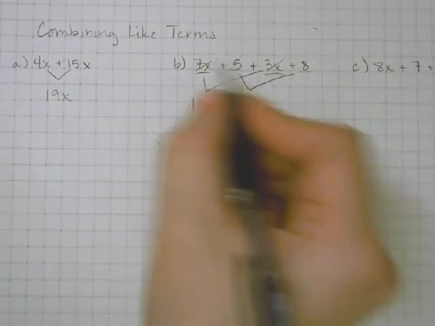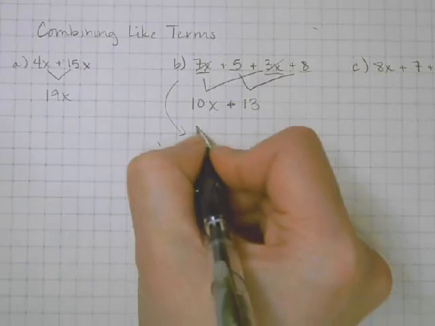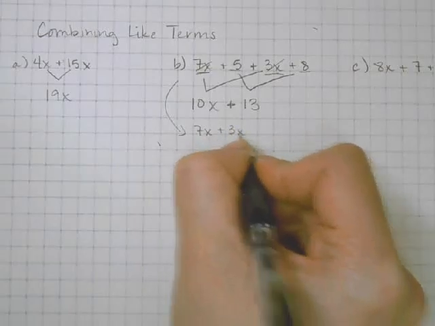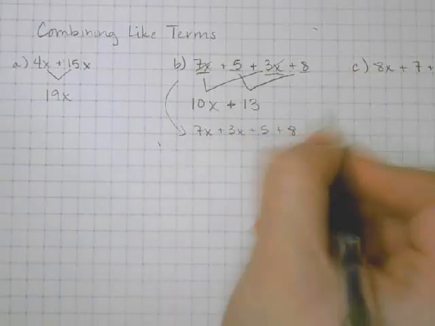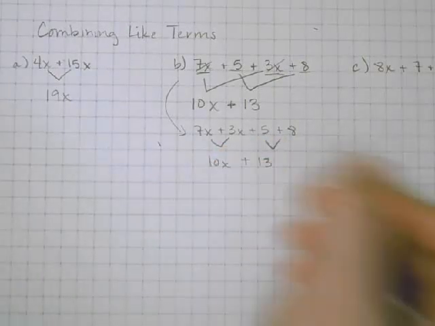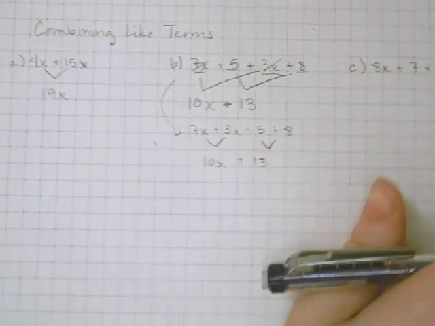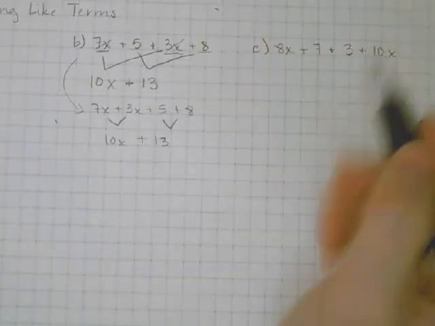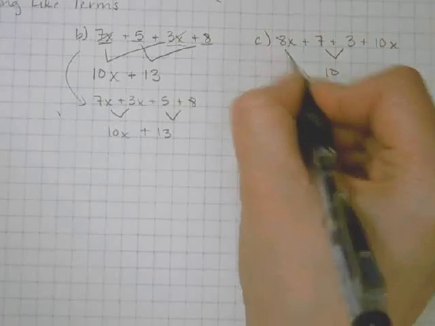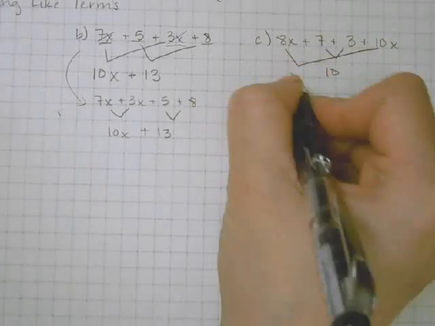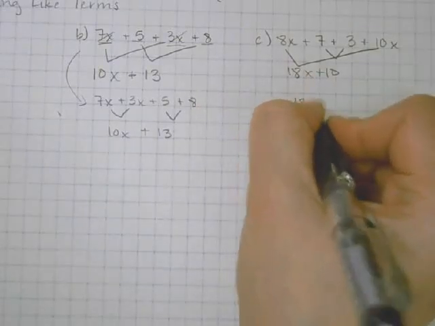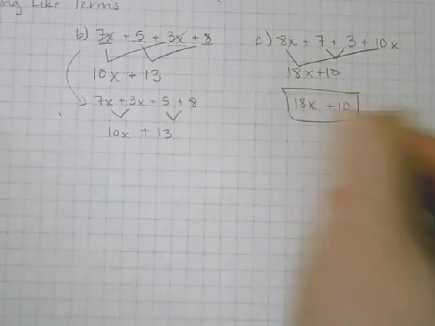The other way to look at that is with grouping. So you can rewrite this based on the commutative property because we're only adding: 7x plus 3x plus 5 plus 8. So 10x plus 13. Either way, it's the same thing. Just depends on what you're more comfortable with. Another practice one. 7 plus 3 is 10. 8x plus 10x is 18x. Bring down my plus, so 18x plus 10 is my answer on C.